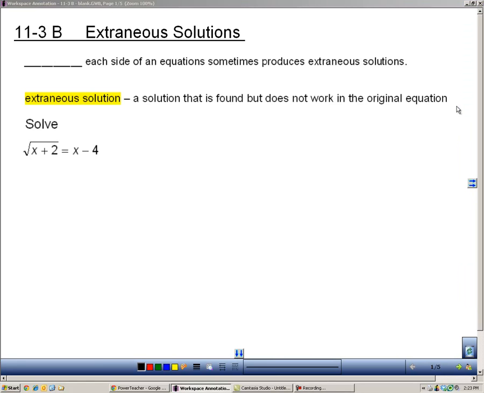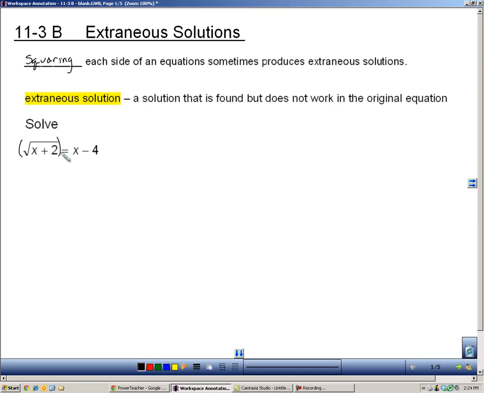Section 11.3b is about extraneous solutions. Squaring each side of an equation sometimes produces extraneous solutions. An extraneous solution is a solution that you find, but it doesn't actually work when you plug it back in. So let's take a look at how we're going to get those.